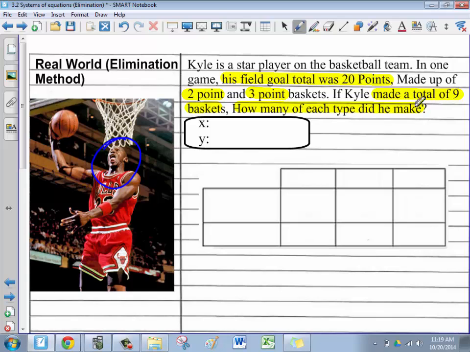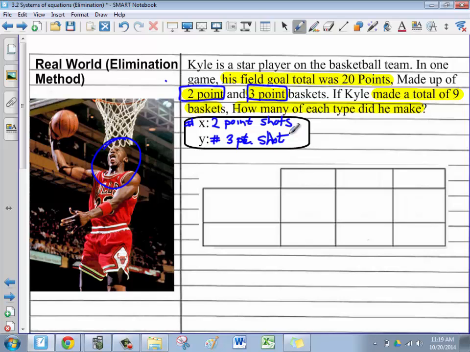So now that we have the important information highlighted, we need to define those variables. What are the 2 things that vary? Well, in my head, the 2 things that vary are how many 2-point shots he can make and how many 3-point shots he can make. So I'm going to put that in here. Number of 2-point shots. I should put number of, right? And number of 3-point shots. There we go.